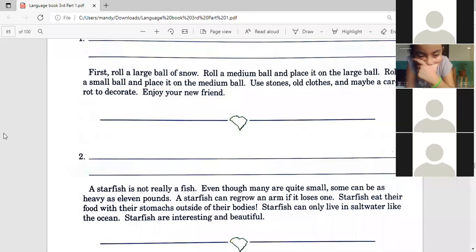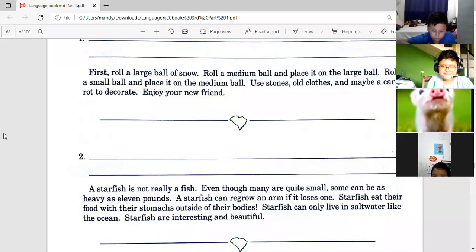Okay, what topic can we write to this paragraph? ¿Qué tema le podemos poner? We talk about a specific animal. What is this one? A starfish, yes? Okay, a starfish is not really a fish, even though many are quite small. Some can be as heavy as 11 pounds. A starfish can regrow an arm if it loses one. A starfish eats food, okay? So we talk about, okay. Alejandro Romero, what is your idea?